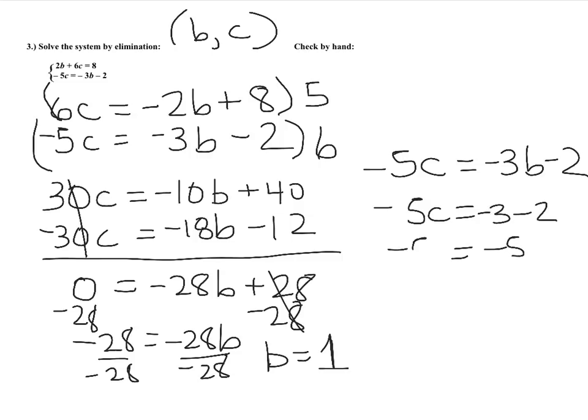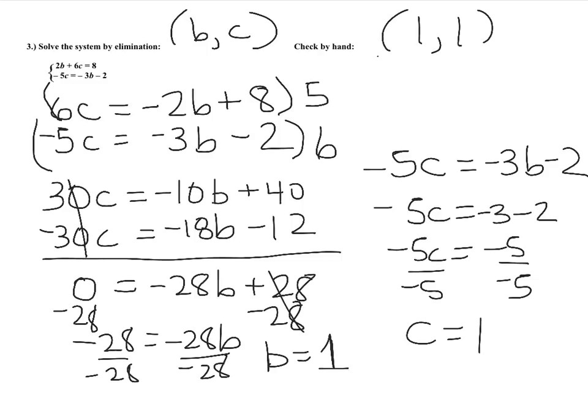So I get negative 5c equals negative 5, divide everything by negative 5, and I'm going to get that c is equal to 1. So the answer is going to be, remember, bc, but they're both the same number, so the answer is just 1, 1. So that's the answer to the question. So you want to make sure you circle that somehow or put it in a box so that I know that you know that that's the answer.